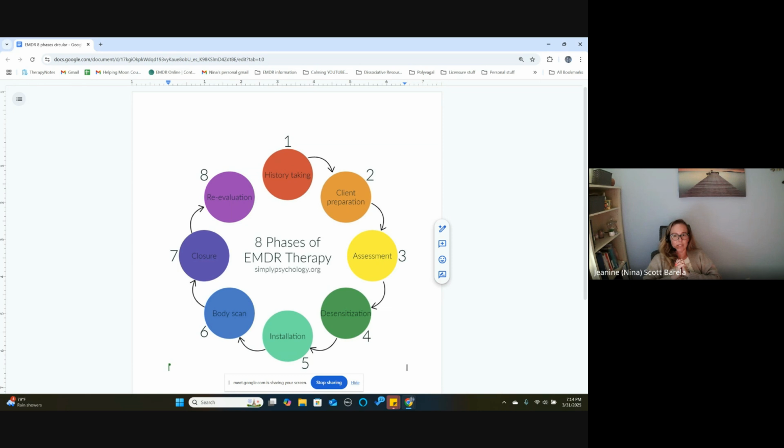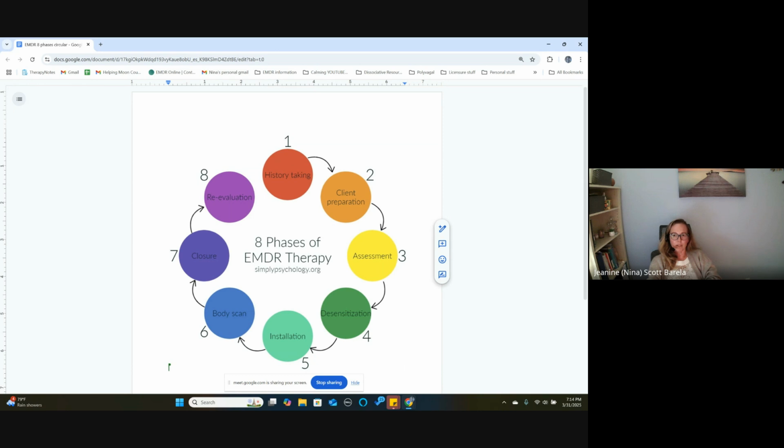The 8th phase is reevaluation, and that occurs once the subjective units of discomfort or distress are all at 0, and then the validity of cognition of the installed positive cognitions are 7 out of 7. So then we reevaluate and say, okay, well, what do we need to work on next, or have we completed everything we need to work on?